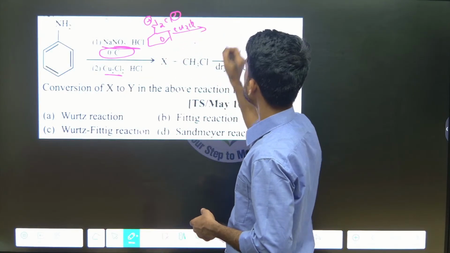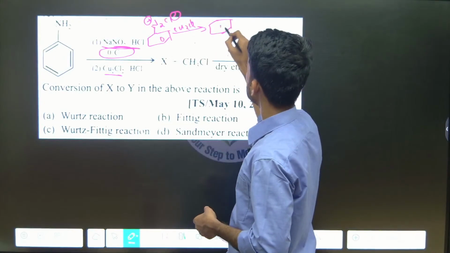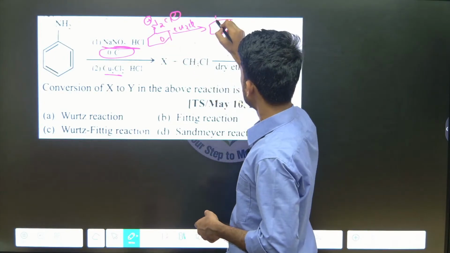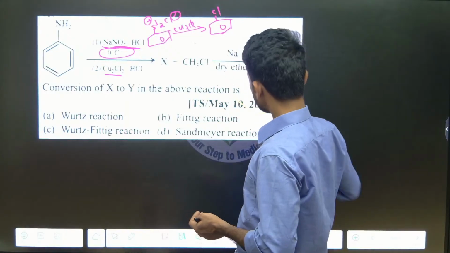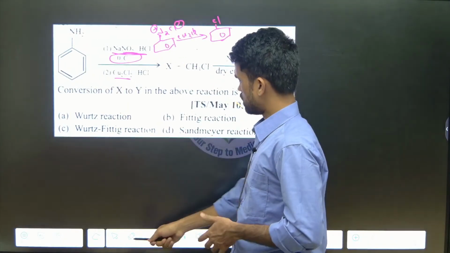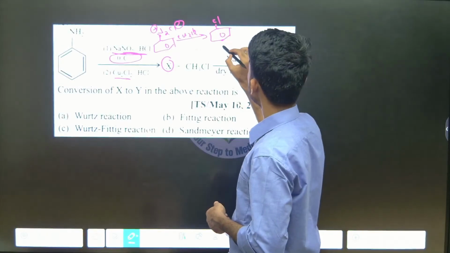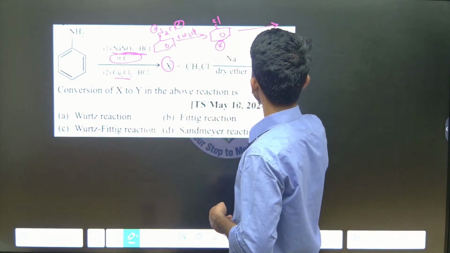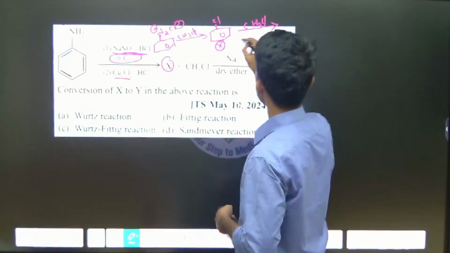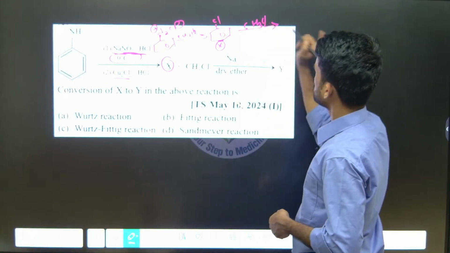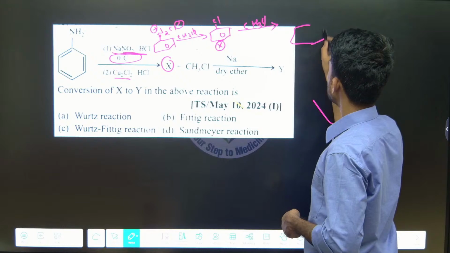Now tell me what happens. You are going to get chlorobenzene, removing N2 gas and placing chlorine there. So the product formed here is X. What is the product formed here? X. So this is treated with methyl chloride. Now what happens? Remove this chlorine from here and attach between them, like couple them.